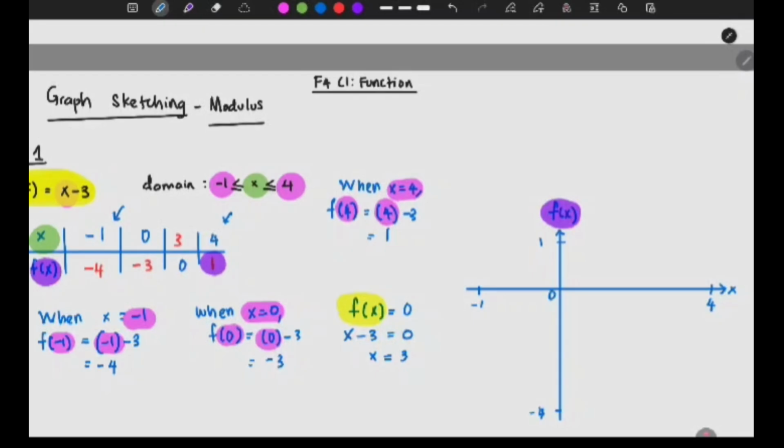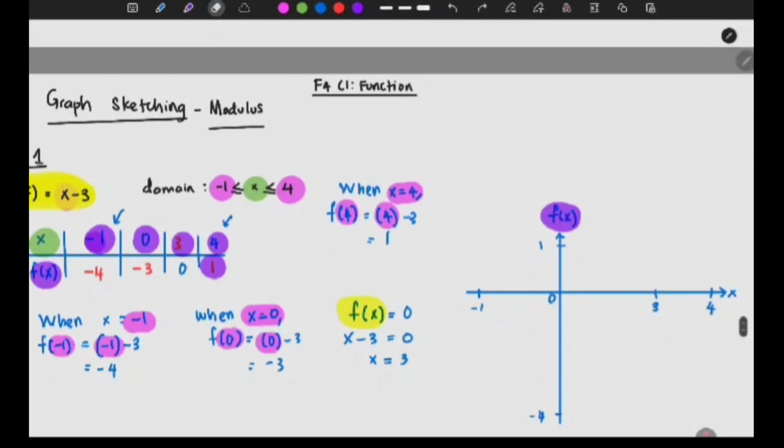And now label with the other numbers. Your x, you have -1, 0, 3, 4. So -1, 0, 3 is somewhere roughly around here. Sketching, you don't have to be accurate. You just need to roughly measure. Okay? And after labeling your x, label your f(x). So for your f(x), there is -4, which is already labeled, 1 already labeled, 0 already labeled, now -3.